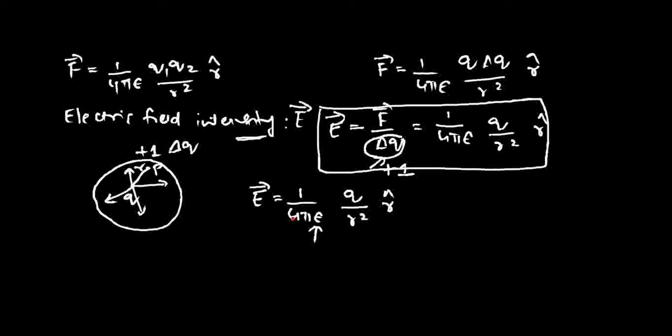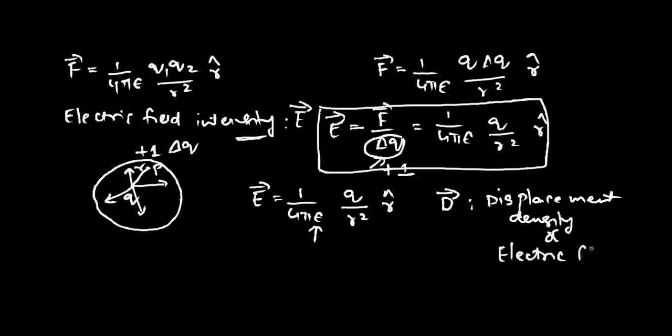So we are now interested in knowing one parameter whose value can be calculated in any region. And what is that parameter that I am referring to? I am actually referring to the parameter D bar. And what is D bar? D bar is referred to as displacement density, or sometimes referred to as electric flux density. Displacement density or electric flux density.